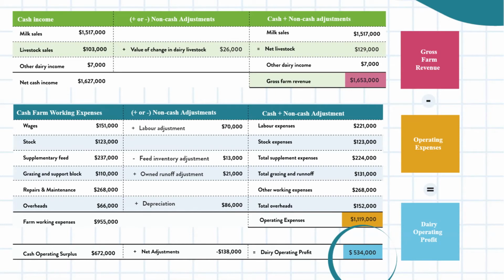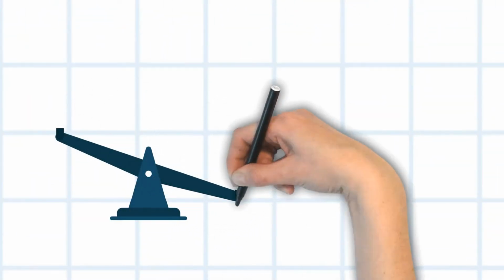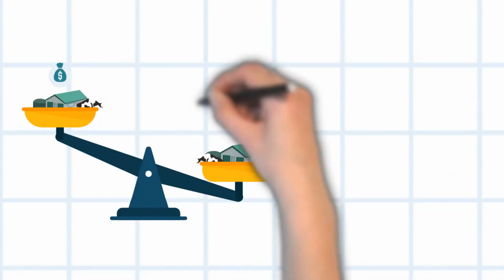There are some expenses that dairy operating profit does not include. These are tax, interest, drawings, and capex. These are important expenses for every farm, but not used to compare farm profitability. Dairy operating profit is useful for comparing profitability between farms.